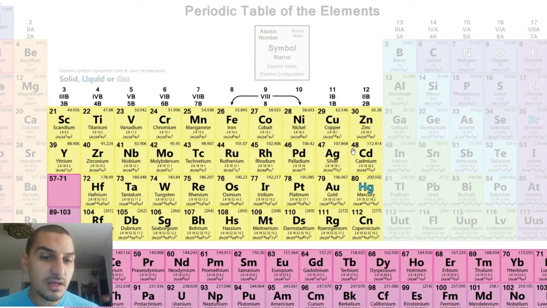However, zinc ions, cadmium ions, or mercury ions will be considered as transition ions, because they have an unfilled d subshell. And the same here, scandium and yttrium are transition elements, but scandium ions and yttrium ions will have an empty d subshell, and that's why they're not going to be considered as transition ions.